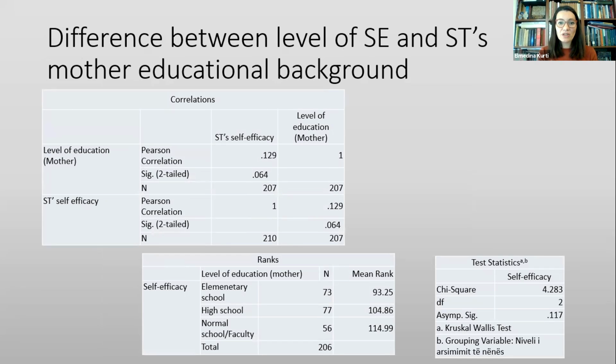So from 7.3, it goes to 7.7 if the fathers have finished the university level. If we look at the mother's educational background, as I mentioned, most of them have finished elementary school and high school, so there is no significant difference between the groups. So there's no correlation between the student teachers' self-efficacy beliefs and their mother's educational background.